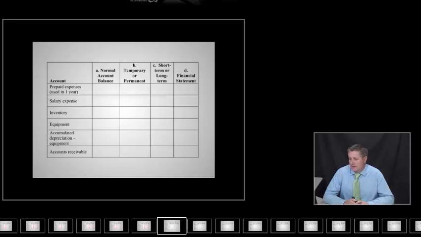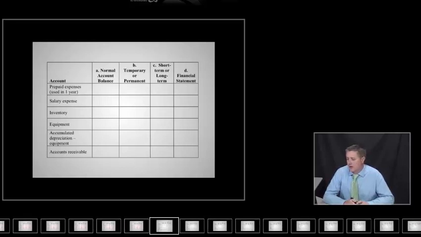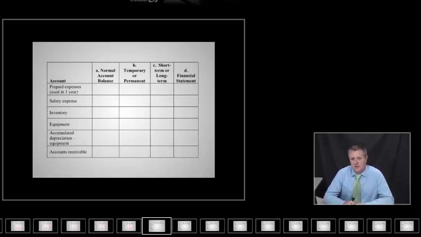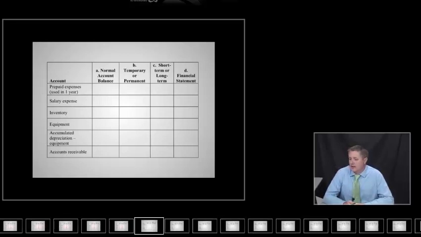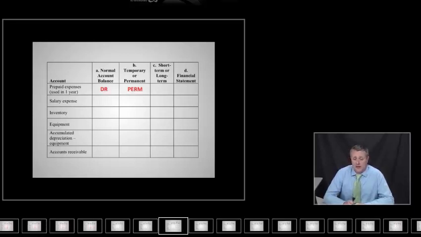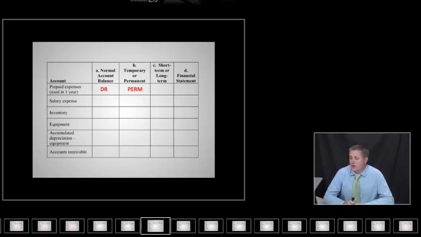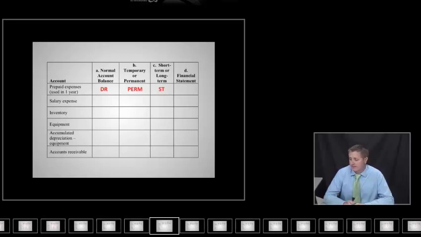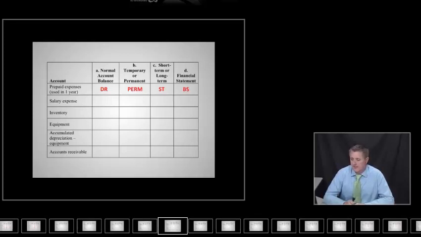Okay, so our next group of accounts. Our first one up is prepaid expenses that are going to be used within 1 year. So our normal account balance for any prepaid expense, and keep in mind, even though it says expenses, prepaid expenses are an asset account. And so the normal balance for any asset account is going to be a debit. It's going to be considered a permanent account since it is reported on the balance sheet. If it's going to be used within 1 year, this is going to be classified as a short-term asset or a current asset. And then finally, prepaid expenses would be reported on the balance sheet.